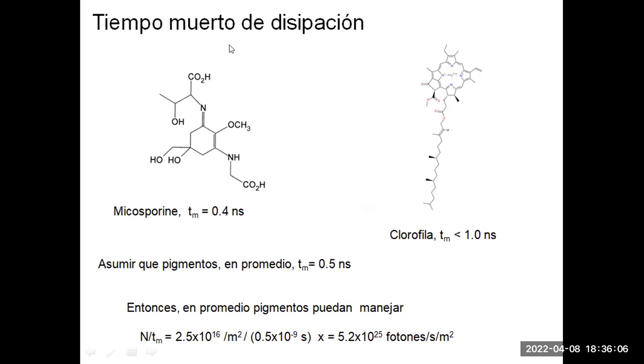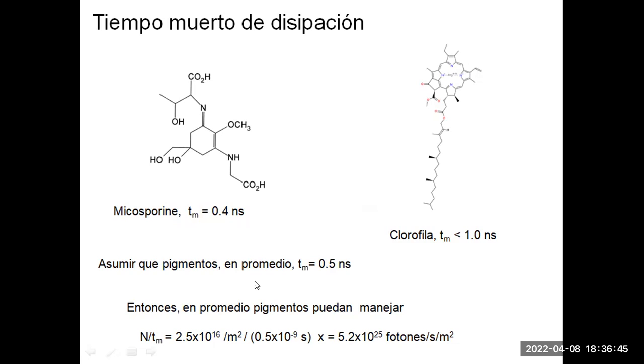Now, we also know that we have a dead time associated with these pigments. For example, the carotenoids have a dead time of about 0.4 nanoseconds, while chlorophyll has a dead time of about 1 nanosecond. That means after absorbing a photon, they stay in the excited state and can no longer absorb other photons until they drop to the ground state, which takes about 0.4 nanoseconds, or in the case of chlorophyll, just less than 1 nanosecond. So we can assume that pigments, on average, take about 0.5 nanoseconds to go back to the ground state.